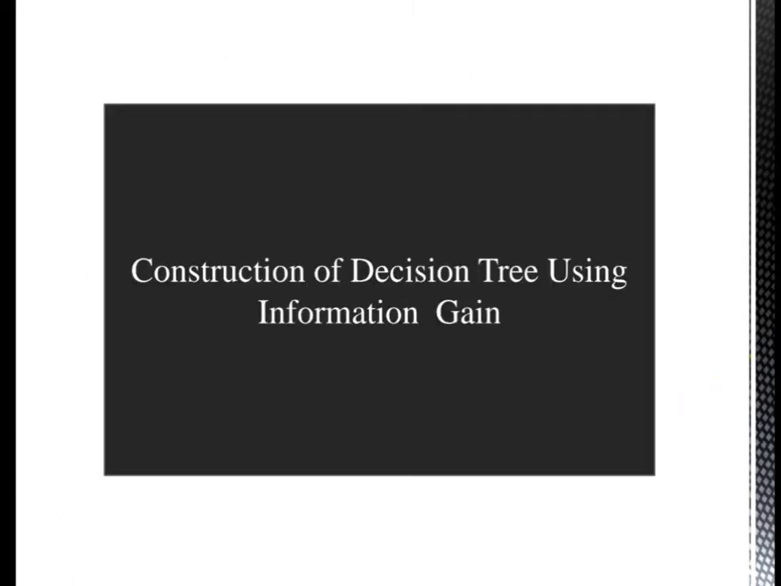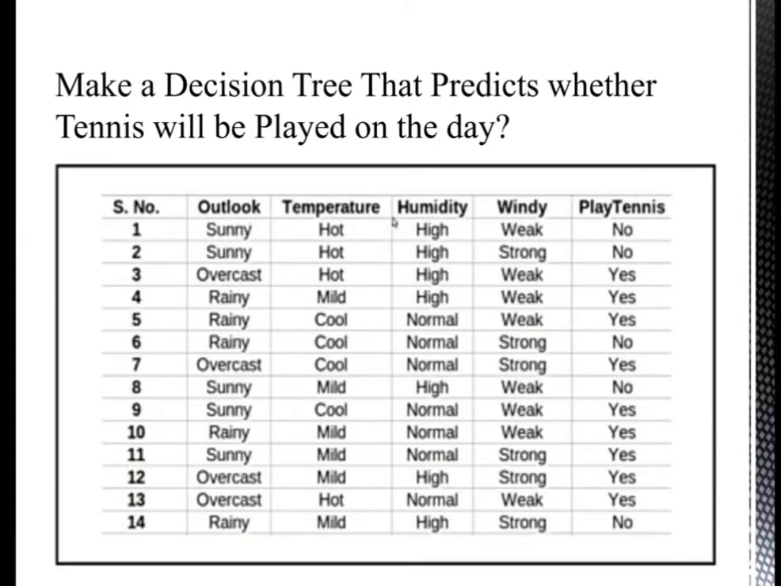Construction of a decision tree using information gain. Here we have one problem: make a decision tree that predicts whether tennis will be played on the day or not. This is our problem. We have to construct the decision tree in order to solve it. Here we have the given data set. In this data set we have 5 attributes: outlook, temperature, humidity, windy, and play tennis. Here play tennis is the class attribute, and this is the output.